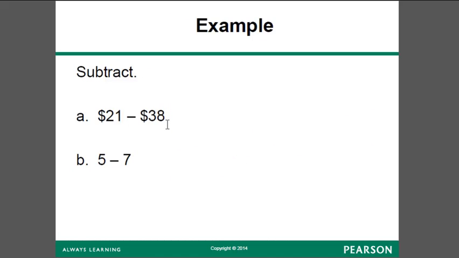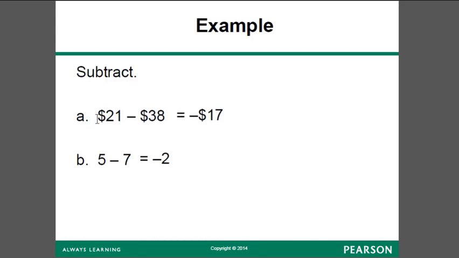21 minus 38. That would be the same thing as saying 21 plus a negative 38. I also have 5 minus 7, or 5 plus a negative 7. Anytime I look at these, I always think of it in terms of money. I have $21 in my pocket, and I have to pay a bill of $38. How much money do I have left? Or how far in the hole am I? I actually am in the hole $17.